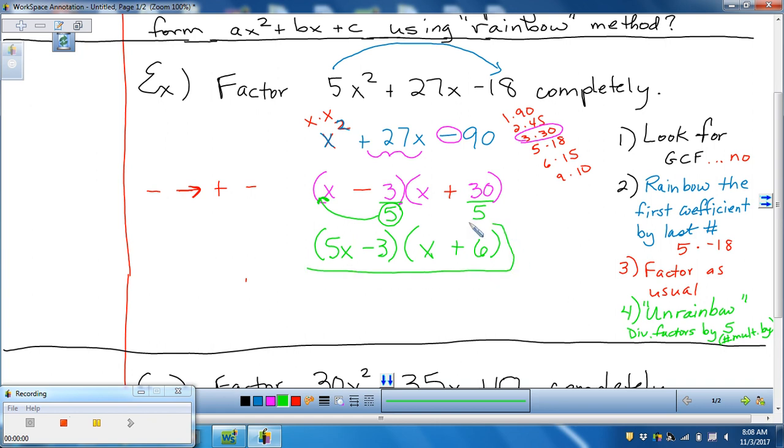If we were to multiply this back out, we would get our original problem. Go ahead and pause, finish copying this example down, and we'll move on to the second one.